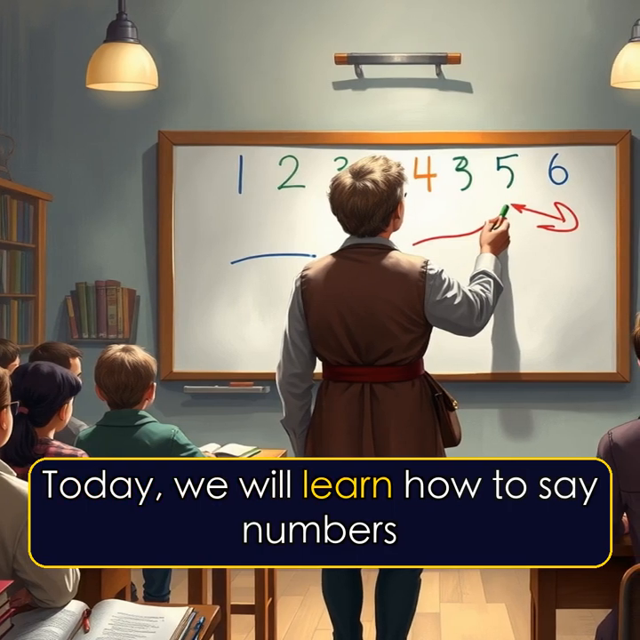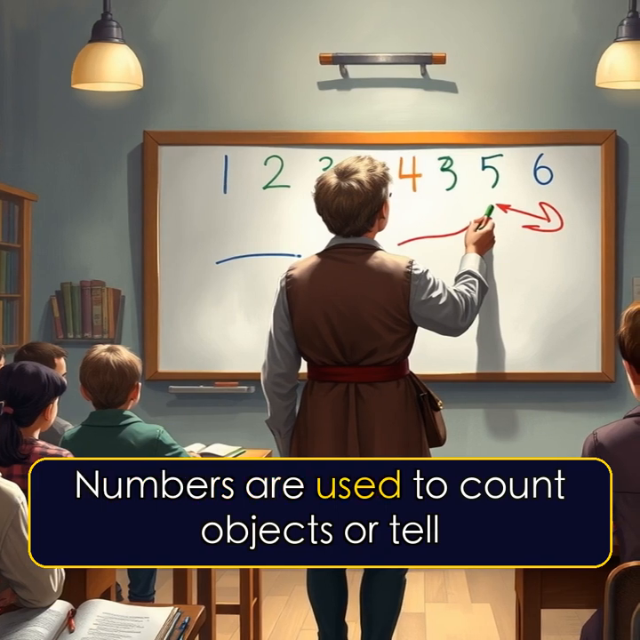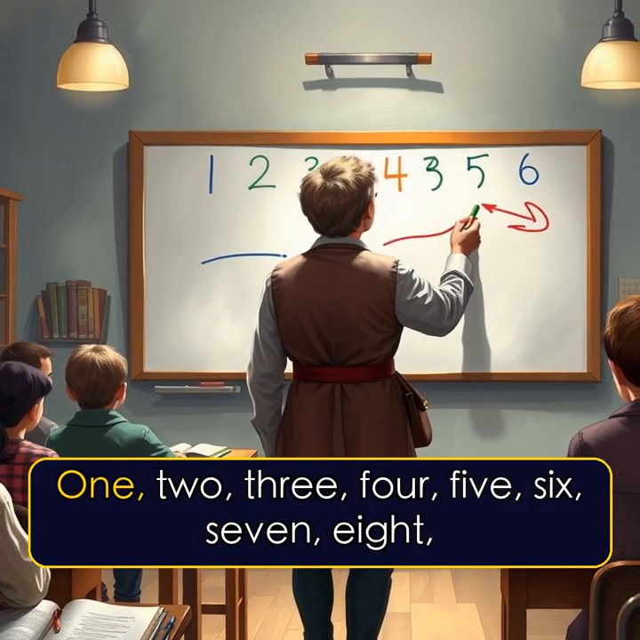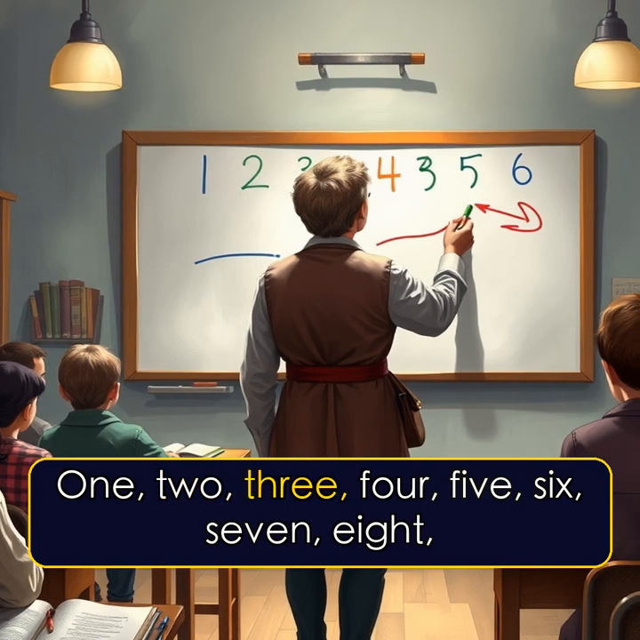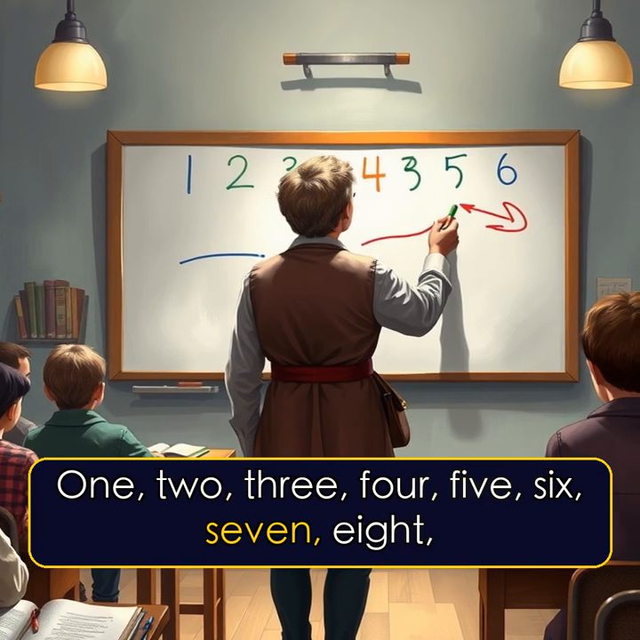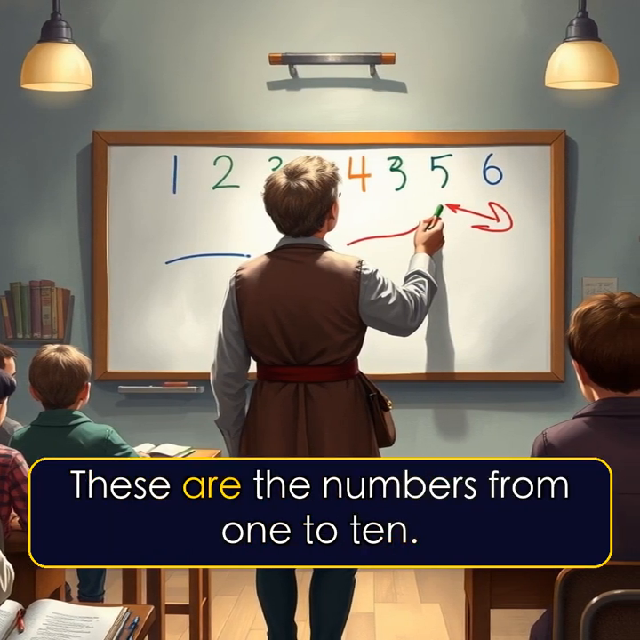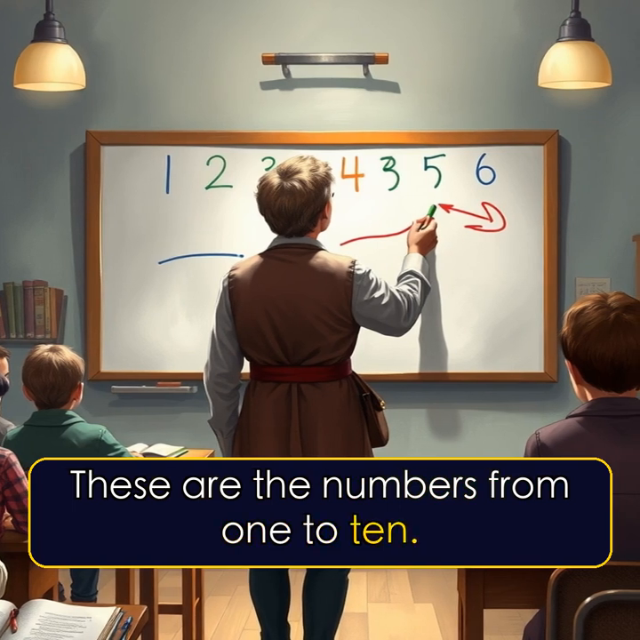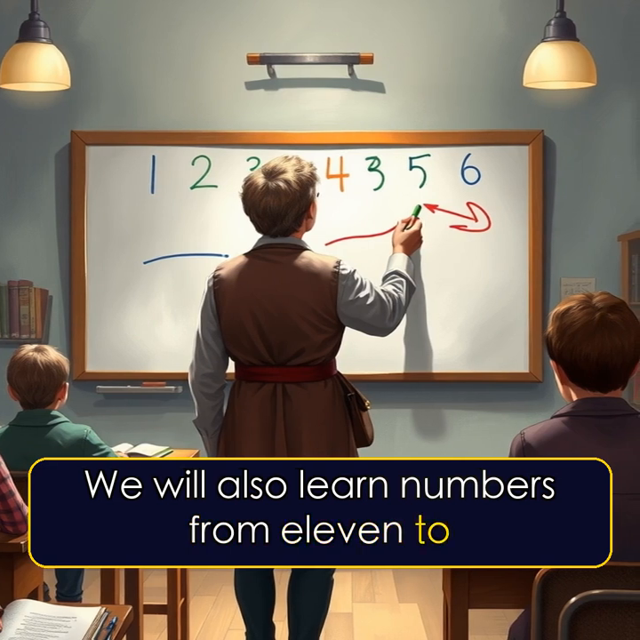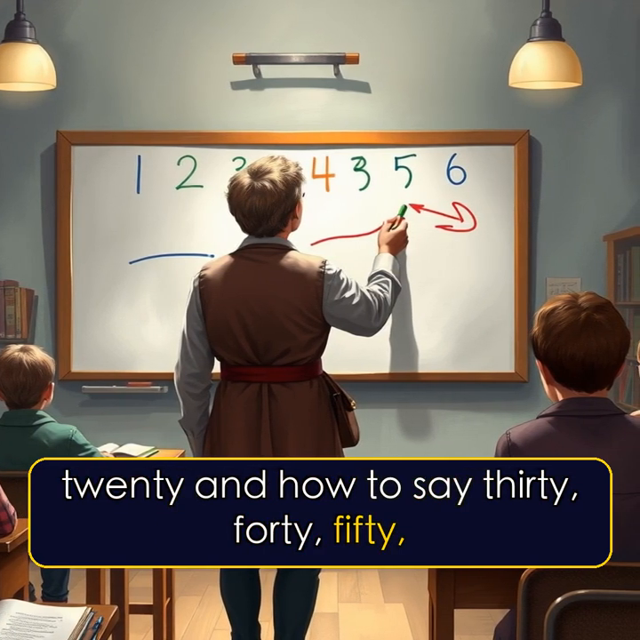Today we will learn how to say numbers in English. Numbers are used to count objects or tell how many there are. 1, 2, 3, 4, 5, 6, 7, 8, 9, 10. These are the numbers from 1 to 10. We will also learn numbers from 11 to 20 and how to say 30, 40, 50, and so on.